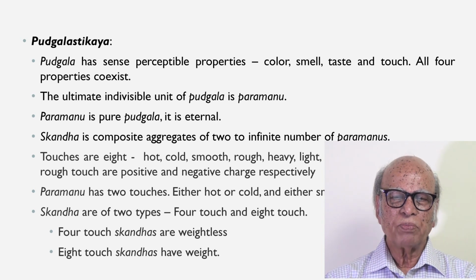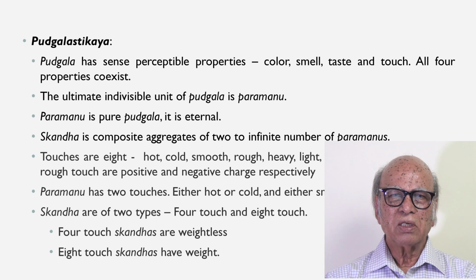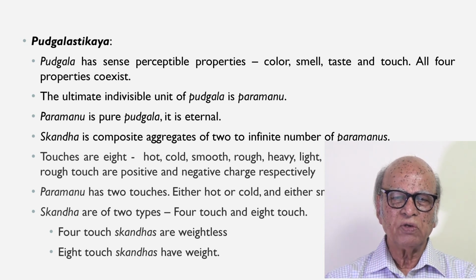So it has properties which are color, smell, taste, and touch, that is, we can feel them by our senses. Color we can see with the eyes, smell is known through our nose, taste with our tongue, and touch with the body, fingers, and so on. And one special thing mentioned in Jainism is that all 4 properties will coexist.